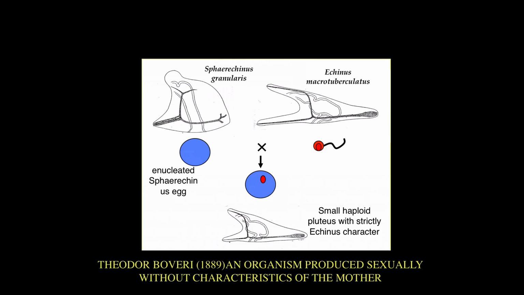And what Boveri, to test this idea, used enucleated eggs from one species, so that only the cytoplasm was contributed for one species, plus the organization of the egg, and then fertilized it with the sperm of the other species, and then asked, does the final morphology of the embryo correspond to the information in the nucleus provided by the sperm, or is it provided by the egg cytoplasm? And the answer was that it looked identical to the sperm nucleus.